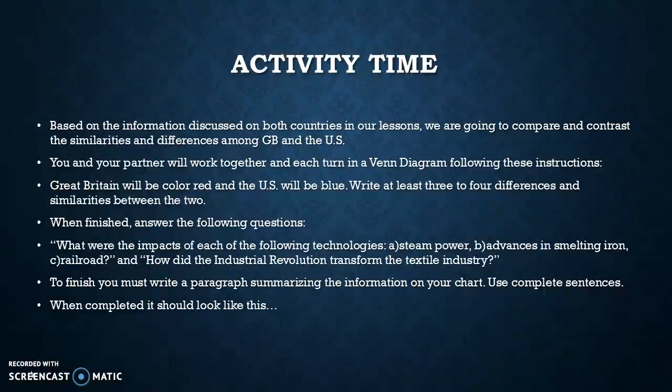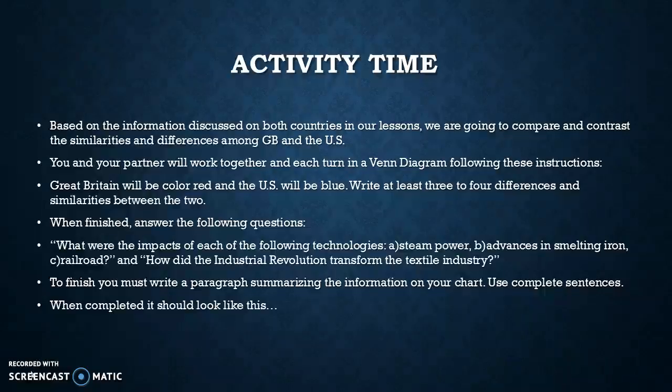So, time for the activity. Based on the information discussed on both countries in our lessons, we are going to compare and contrast the similarities and differences among Great Britain and the United States. You and your partner will work together to each turn in a Venn diagram following these instructions. Great Britain will be the color red and the US will be the color blue. Write at least 3 to 4 differences and similarities between the two.